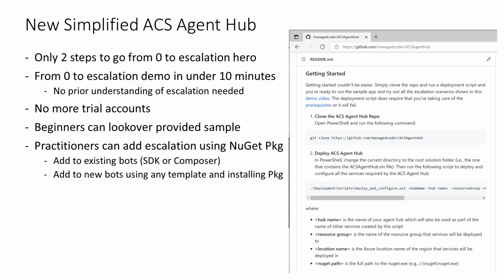For experienced developers, they simply install the ACS Agent Hub's NuGet package, and they can add escalation scenarios to new or existing bots. Existing bots can be SDK or Composer bots, depending on how current the bot is. For new bots, escalation can be added to any Composer template the developer chooses.